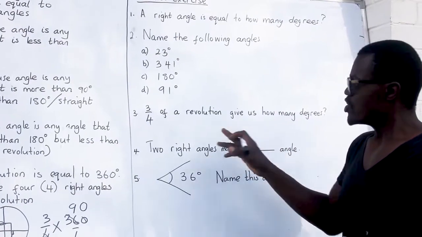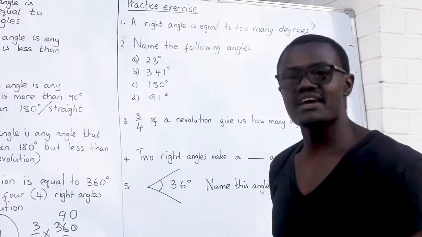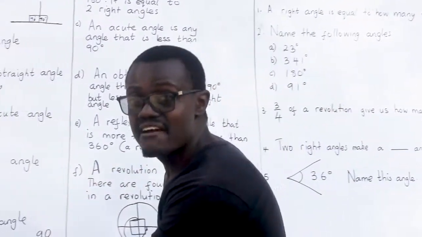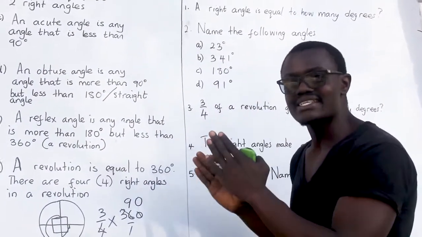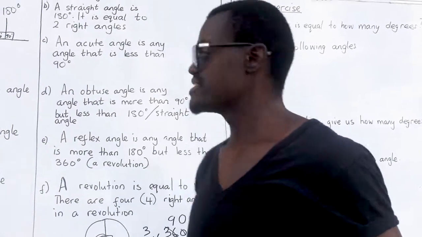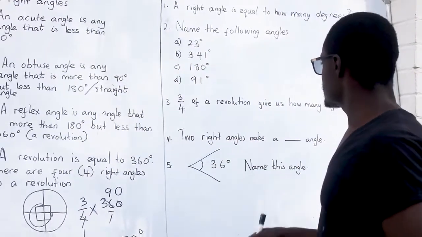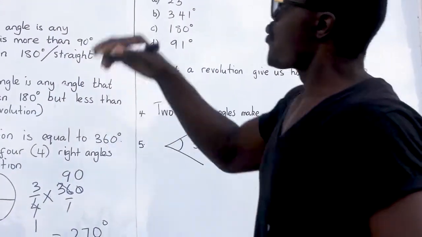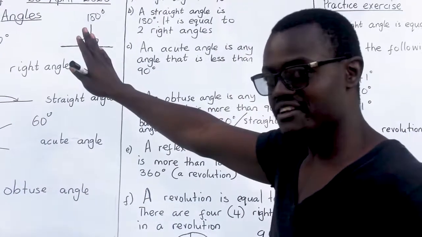Number three, 3/4 of a revolution gives us how many degrees? It's very simple. You are going to multiply 3/4 by a revolution. A revolution is equal to how many degrees? You know, like I have explained there. You're going to find 3/4 of the revolution, then you answer in degrees. Remember, angles are measured in degrees. On the fourth question, two right angles make up a dash angle. What do we get from two right angles? I have said it as well.